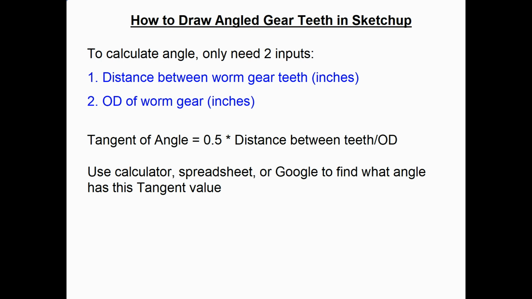So it turns out to calculate the angle of the teeth, you only need 2 inputs. First input would be the distance between the worm gear teeth in inches. The second input would be the outside diameter, or OD, of the worm gear in inches. The tangent of that angle then is in this formula. It's 1/2 times the distance between the teeth divided by the OD of the teeth. Then you can use a calculator, spreadsheet, or Google to find out what angle has this tangent value.